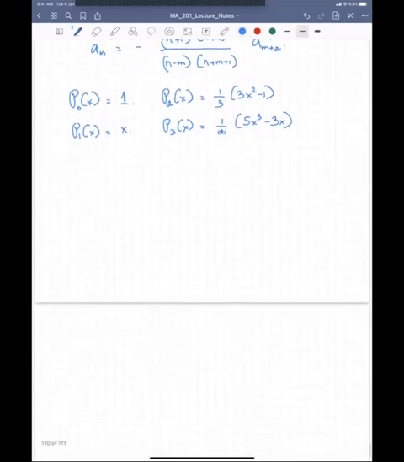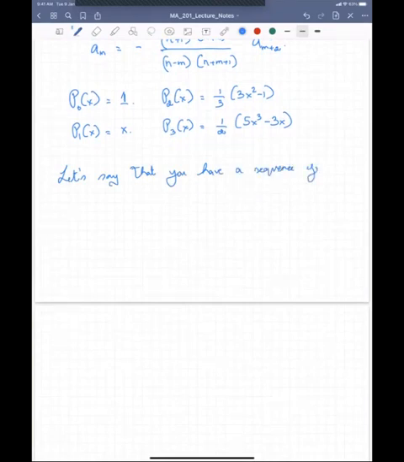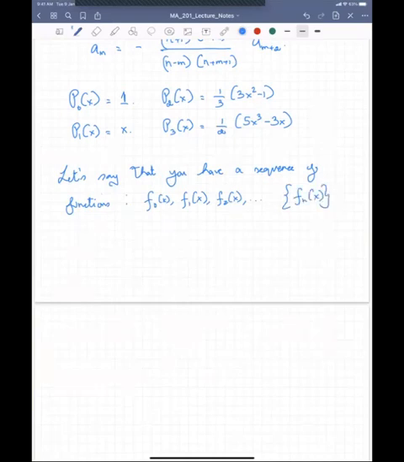So let us say that you have a sequence of functions, just like this P_n(x) that we have. Let's call this f_0(x), f_1(x), f_2(x), and so on and so forth. So in short, f_n(x). This is a sequence in x.